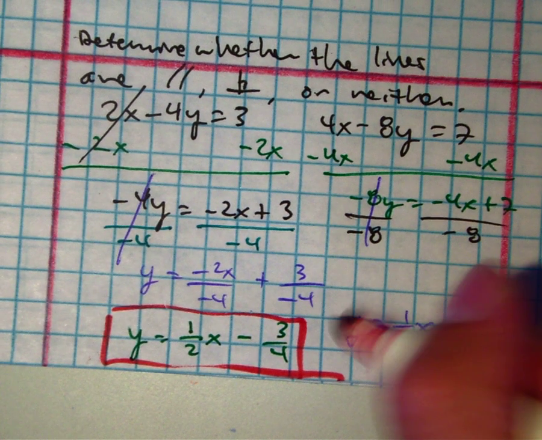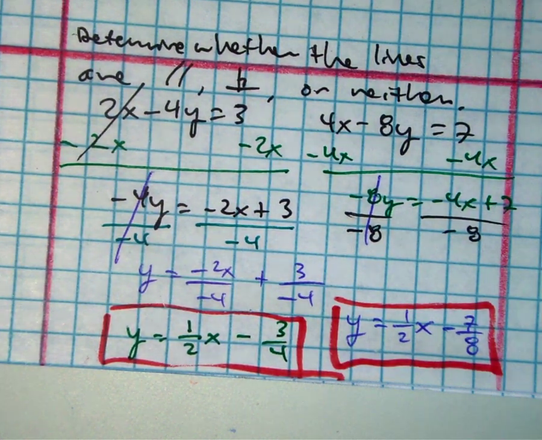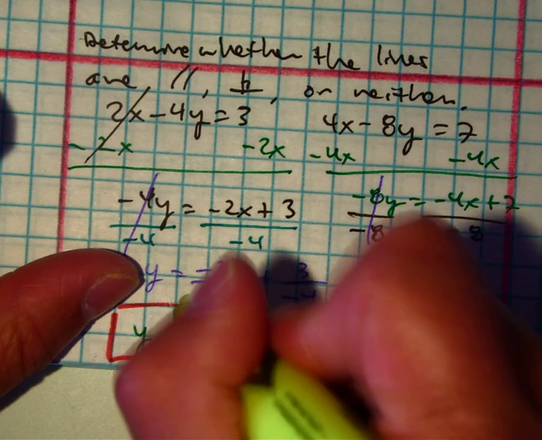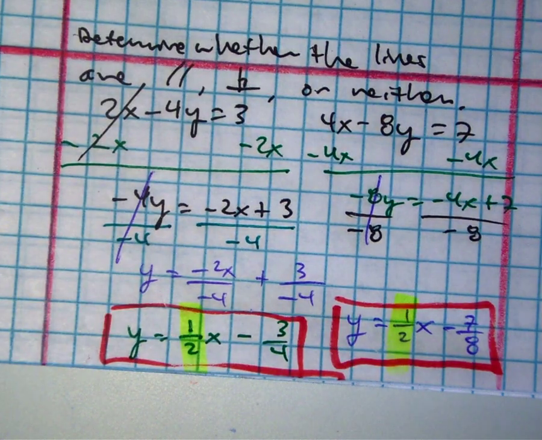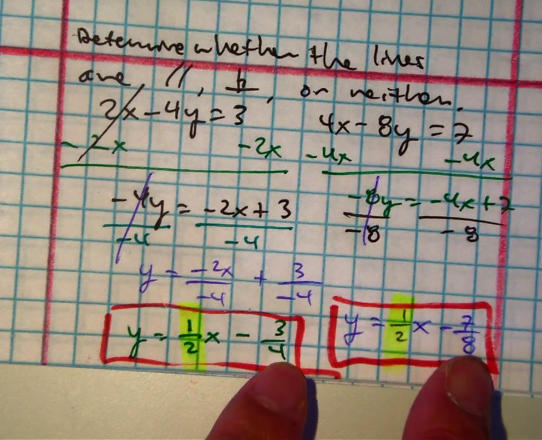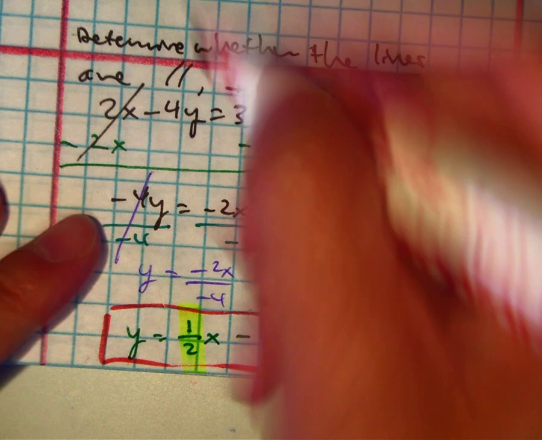Put your finger on the two slopes. You have it right there in slope-intercept form. What do you guys notice about their slopes? They're the same, so are the y-intercepts the same? No. No, so because they have different y-intercepts, it's off. Does that make sense? And the lines are what? The answer is parallel.